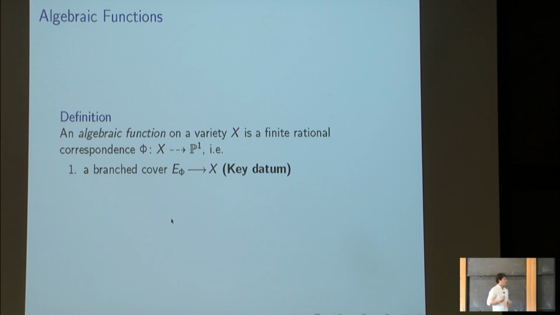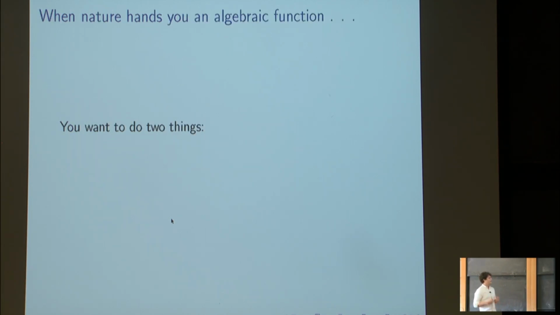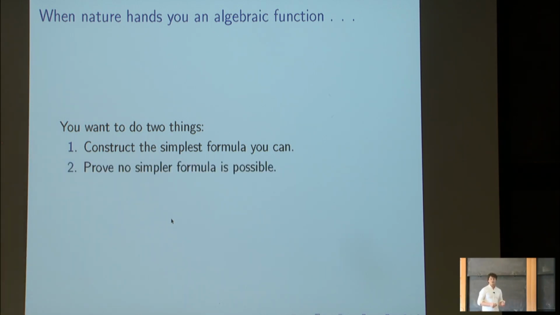And the key datum in all of this, everything I'm talking about today, everything that Benson will be talking about tomorrow, is this branched cover. So we're really just going to focus on that as the core object of an algebraic function. All right. And the types of things you want to do when nature hands you an algebraic function, historically and today, we want to do two things. One, you want to construct the simplest formula you can. And two, you want to prove that no simpler formula is possible.